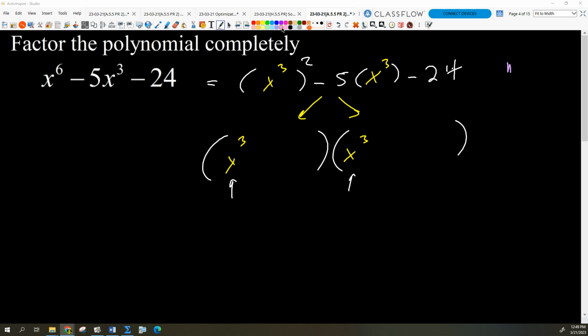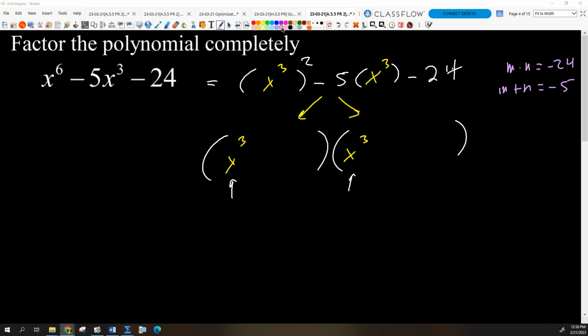Negative 24. Okay, good. So m times n equals negative 24. What do they have to add to? Negative 5? Yeah. So what would those magic numbers be? Make sure you get the signs right. You get the right numbers, but they have to add to negative 5. Negative 8, positive 3. There we go.